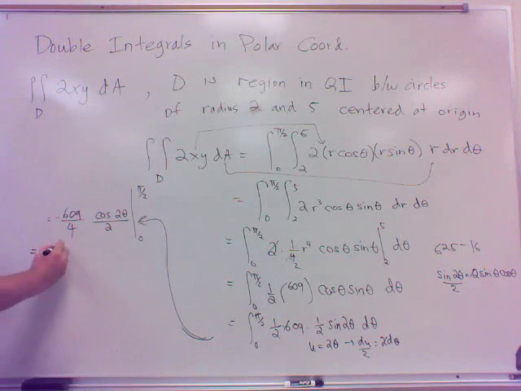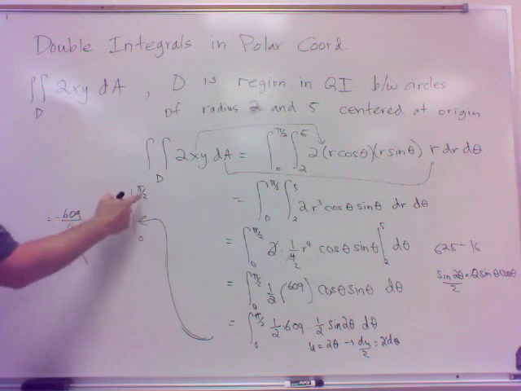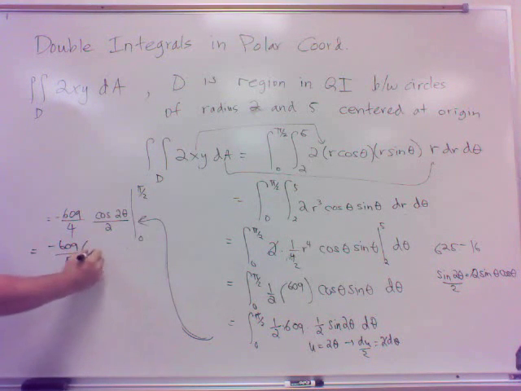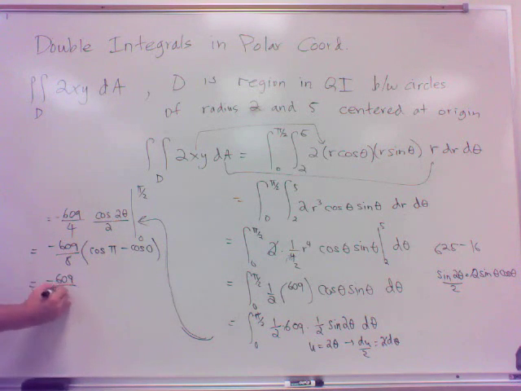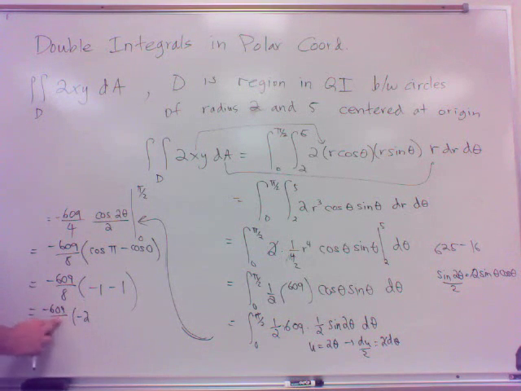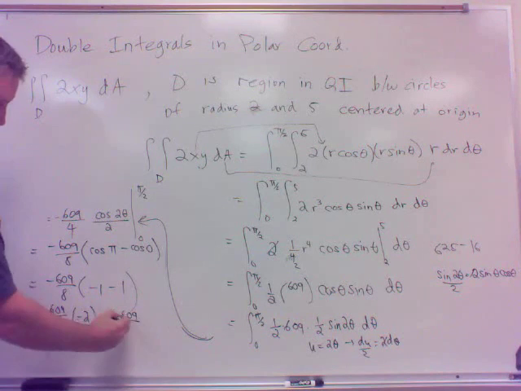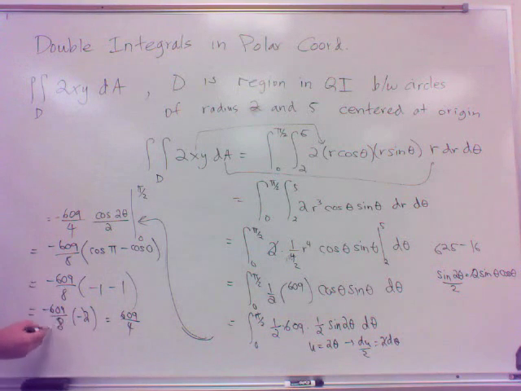So this is negative 609 over 8 times cosine of 2 times pi over 2, so that would be the cosine of pi, minus cosine of 0. And so you get negative 609 over 8. Cosine of pi is negative 1, minus 1, cosine of 0. So it's negative 609 over 8 times negative 2. So that's positive 609 over 4. Okay. All right.